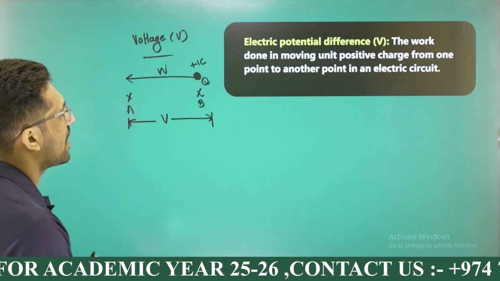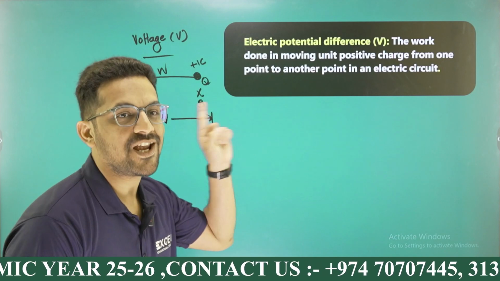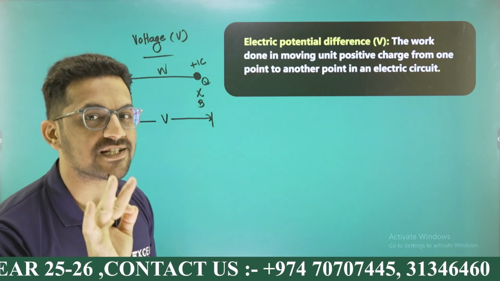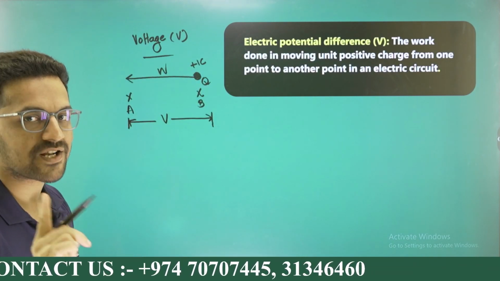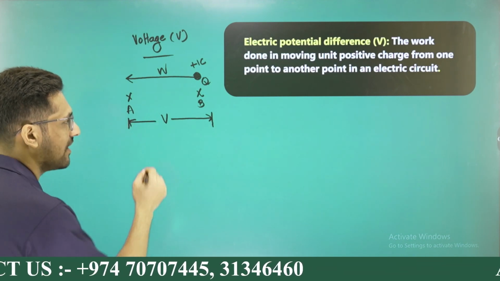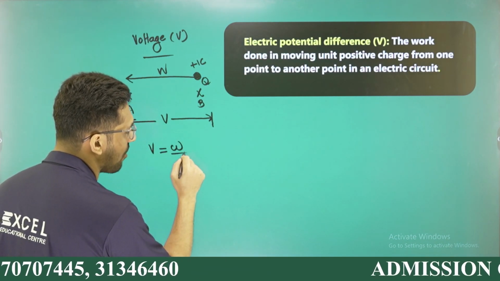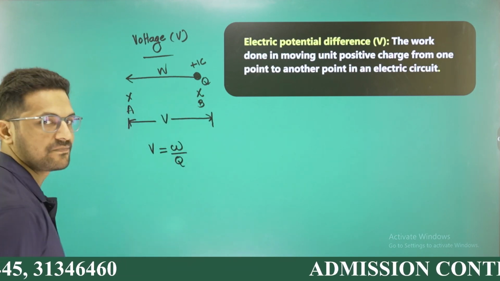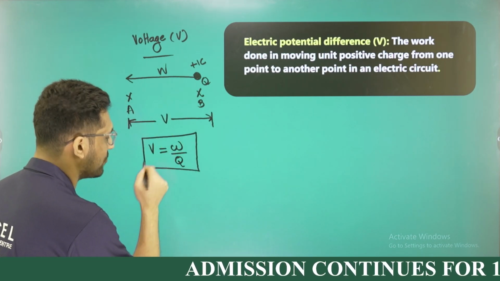So what is electric potential difference? That is the work done in moving a unit positive charge from one point to another. Did you understand that? How to write the equation? So the equation will be V is equal to work done on unit charge, so V is equal to W by Q.